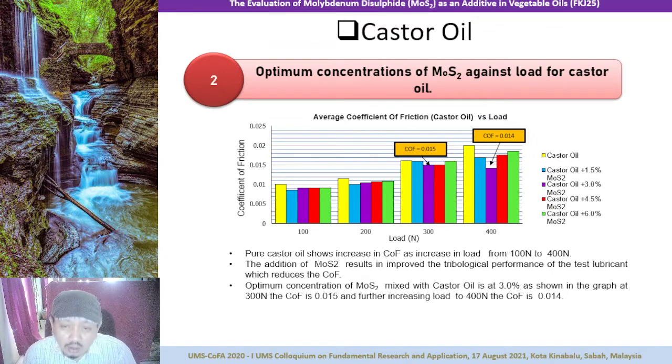For castor oil, pure castor oil shows an increase of COF as the load increases from 100 to 400 Newton. The addition of molybdenum disulphide improved the tribological performance of the test lubricant, which reduced the coefficient of friction. The optimum concentration of molybdenum disulphide mixed with castor oil is 3.0% as shown in the graph. At 300 Newton the COF is 0.015, and further increasing the load to 400 Newton the COF is 0.014.